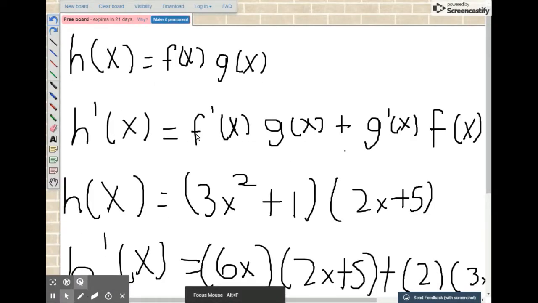Alright guys, now I'll teach you how to use the product rule. The product rule is used when two functions are multiplying and you have to find the derivative of it. And this formula is right here: h prime of x is equal to f prime of x multiplied by g of x plus g prime of x multiplied by f of x. Okay.